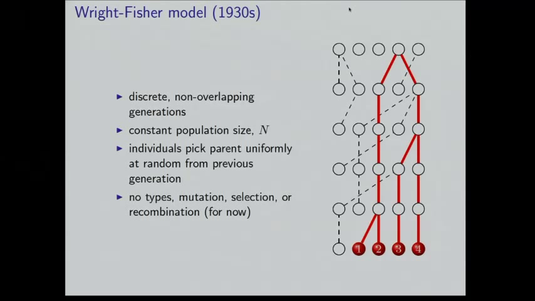Okay, so let me go back. Remember, the key point in the Wright-Fisher model is that individuals pick the parent uniformly at random from the previous generation. And now we want to know, when are individuals going to have a common ancestor? That's how we would get the ancestral process.